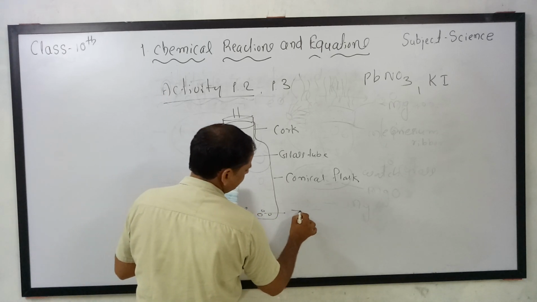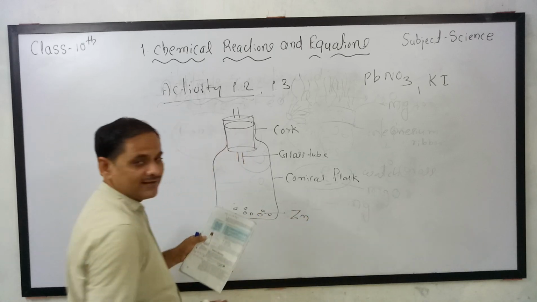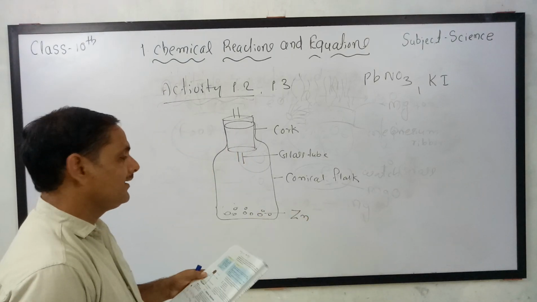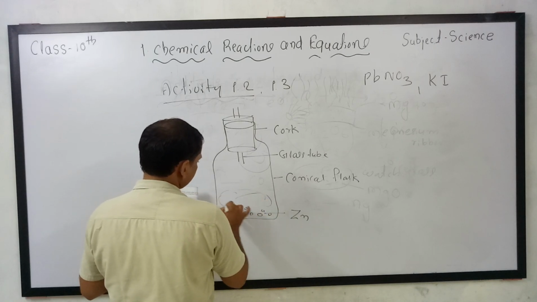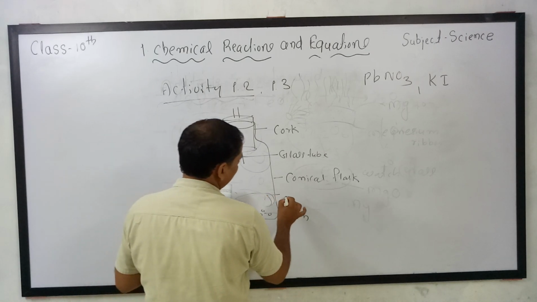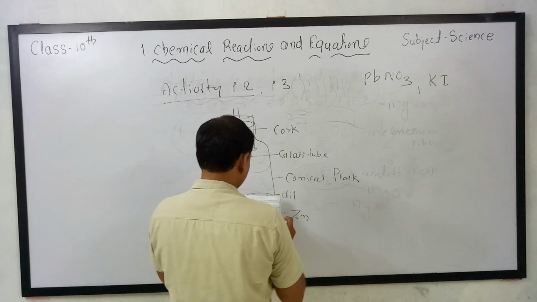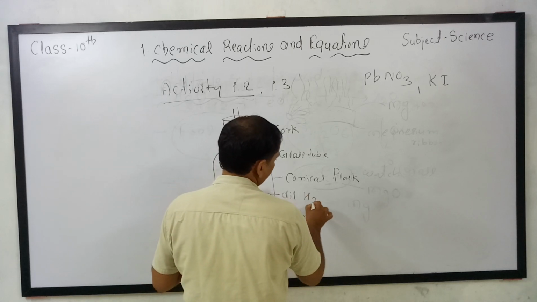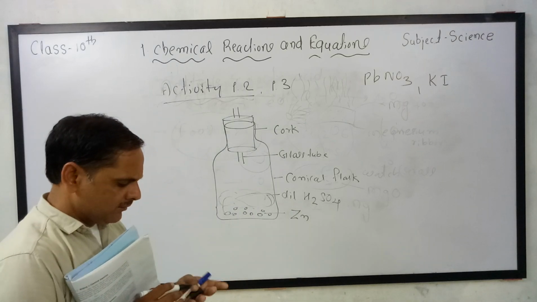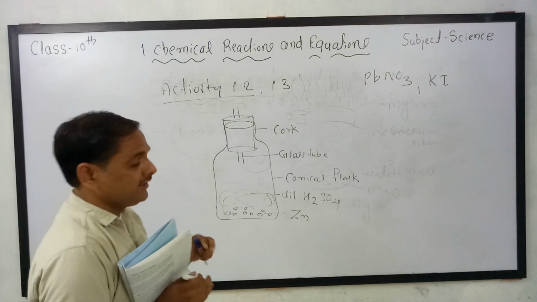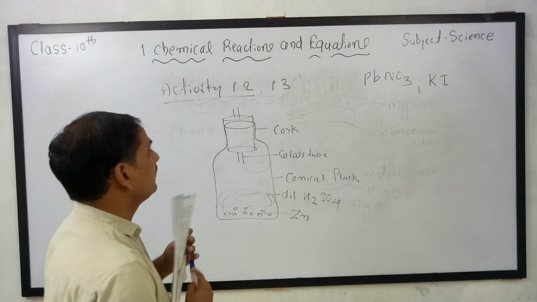Zinc granule means zinc, formula Zn, right? This is also one type of metal. And here we take dilute sulfuric acid. So what is the formula of sulfuric acid? H2SO4, right? This activity we are discussing here is activity 1.3.